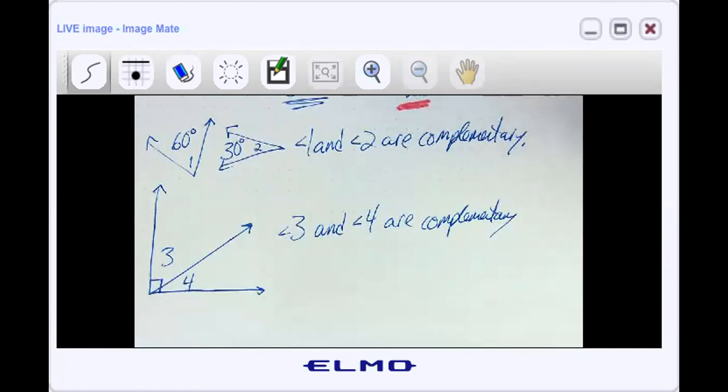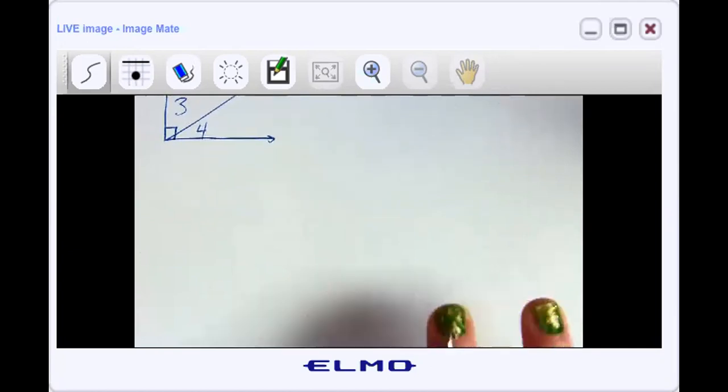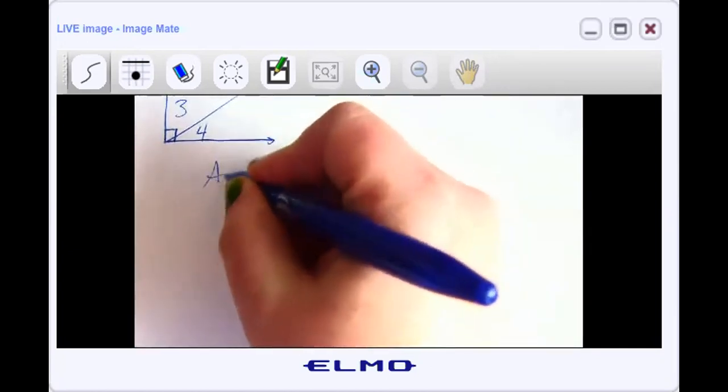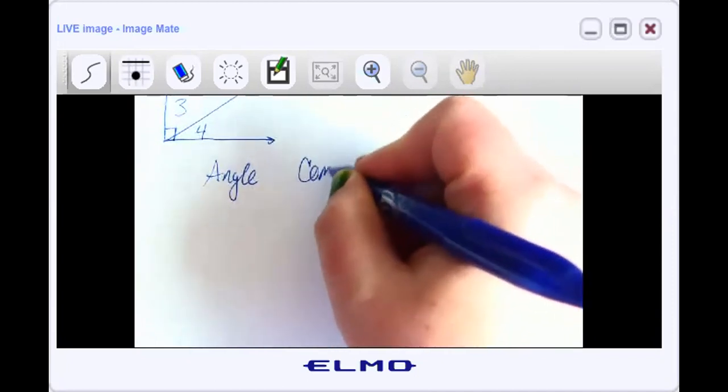Okay, so the next thing I want to do, I am going to make a little chart here. I'm going to give you an angle, and then we're going to figure out what its complement is. Okay, so I'll show you how to do this in a second. I have an angle, and then I want the complement of that angle.